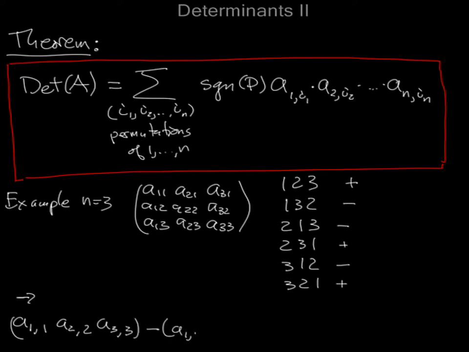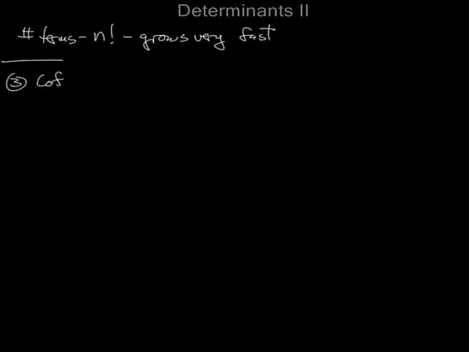And the next one is going to be a1,1, a2,3, a3,2 with a minus, followed by a1,2, a2,1, and so on. And the last term is going to be a1,3, a2,2, a3,1. So the determinant is the sum of these 6 terms with the appropriate signs. Okay, so if you look at this for a general n, it's clear that the number of terms is the number of permutations, which is n factorial, which grows very fast with n, but what are you going to do?